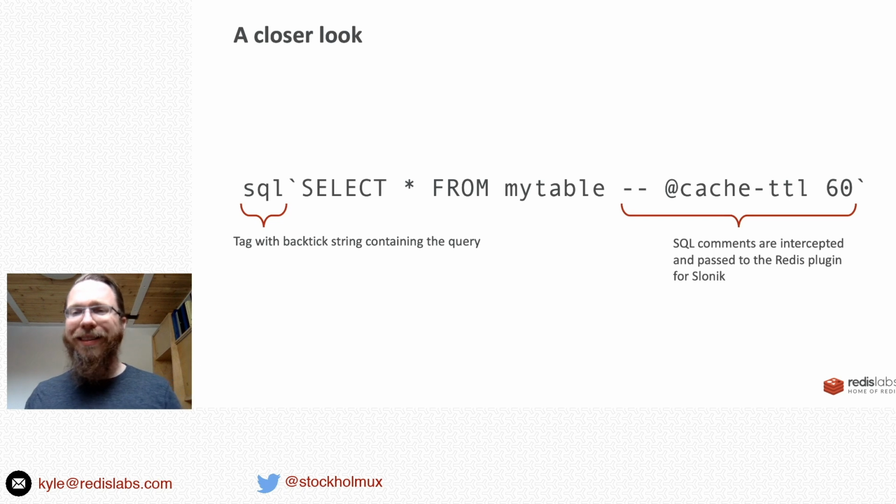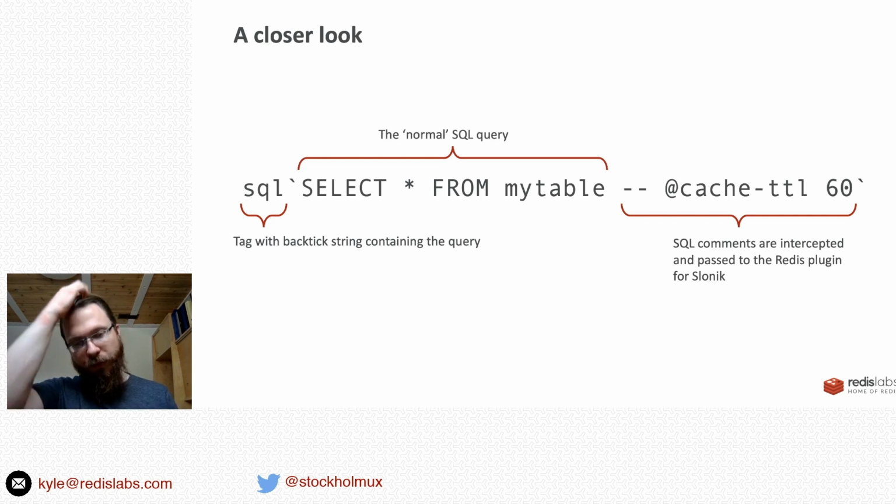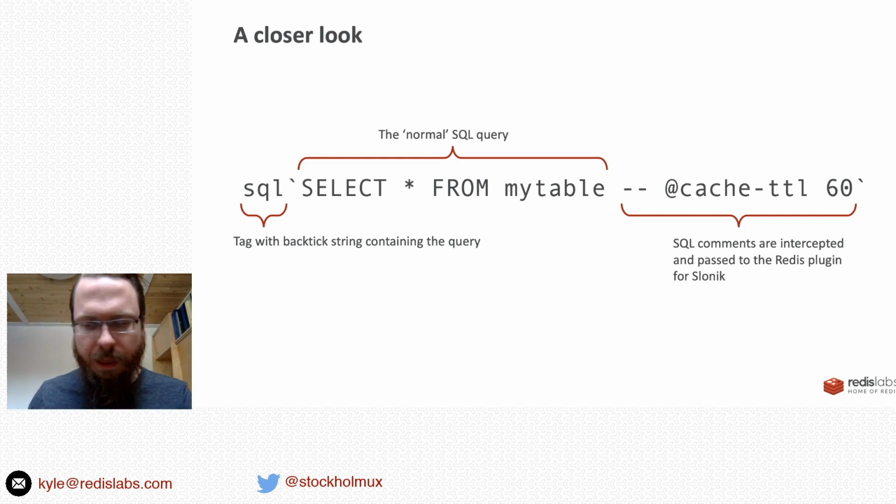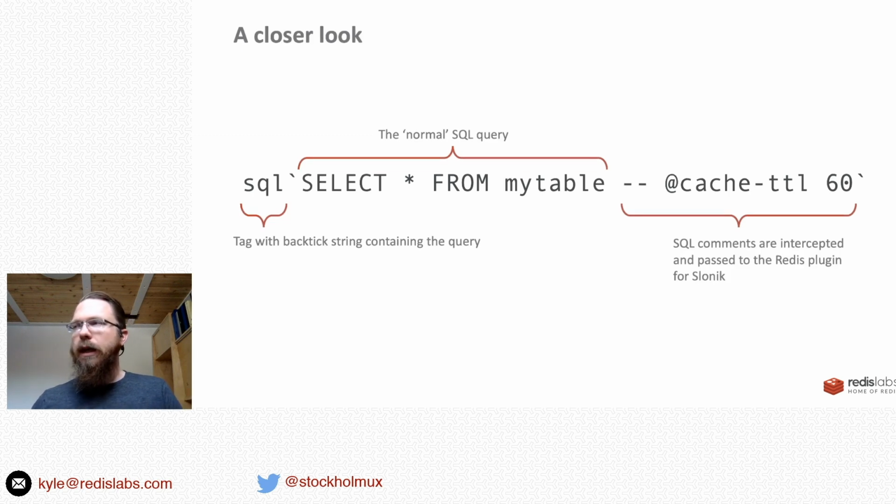Now, if we take a look here, this is actually the relevant part. In this part, we are telling the caching engine embedded into the client how to manage this. So we have dash dash indicating a SQL comment, and then we have the special @cache TTL 60. This is how we're articulating, yes, cache this for 60 seconds. And then here's just the normal SQL query. That can be anything, and of course, you can do the normal things like interpolate values.